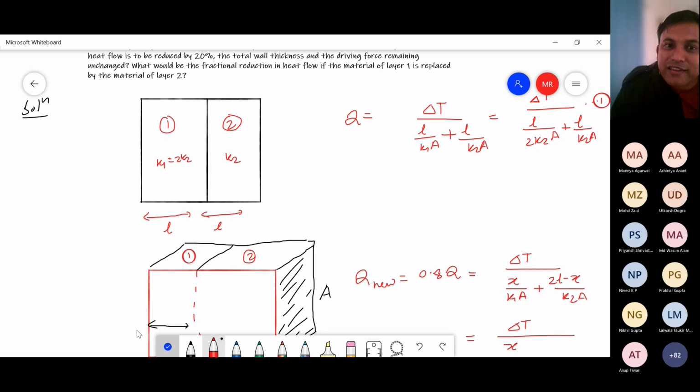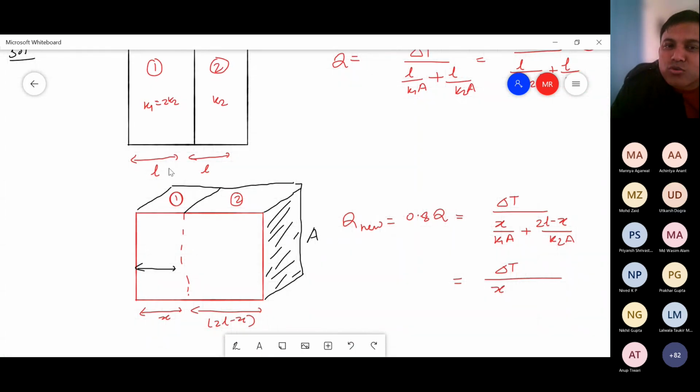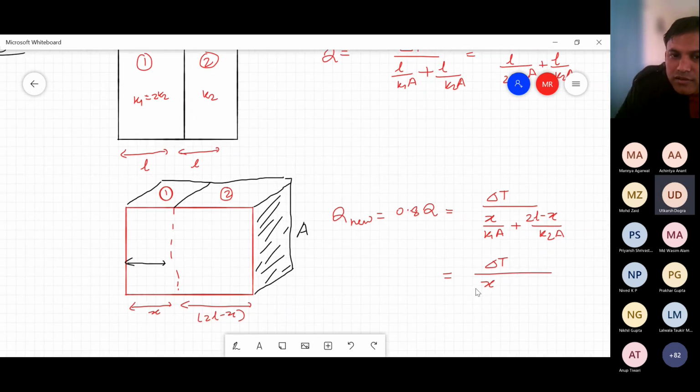Okay, so initially we started with the same thickness, L and L. That's why the total thickness of this block was 2L. But in the second case, we need to move this interface in such a way that there will be a reduction of 20% in Q. So the new Q value is going to be 0.8, isn't it? And the thickness of block 1 is going to be, let's say, X. Then the thickness of the second block is going to be 2L minus X, because the total thickness of both blocks is the same, twice L. Is it okay now?